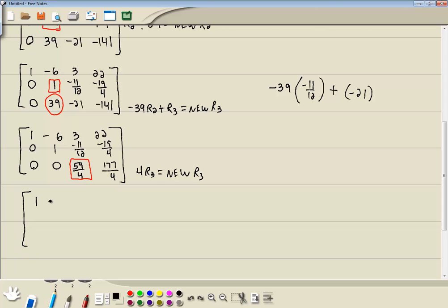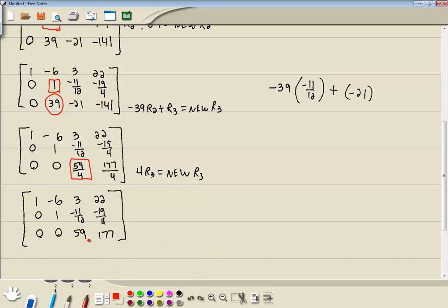Okay, so I got 1, -6, 3, 22, 0, 1, -11/2, -19/4. 4 times 0 is 0. 4 times 0 is 0. 4 times 59/4 is 59. 4 times 177/4 is 177.